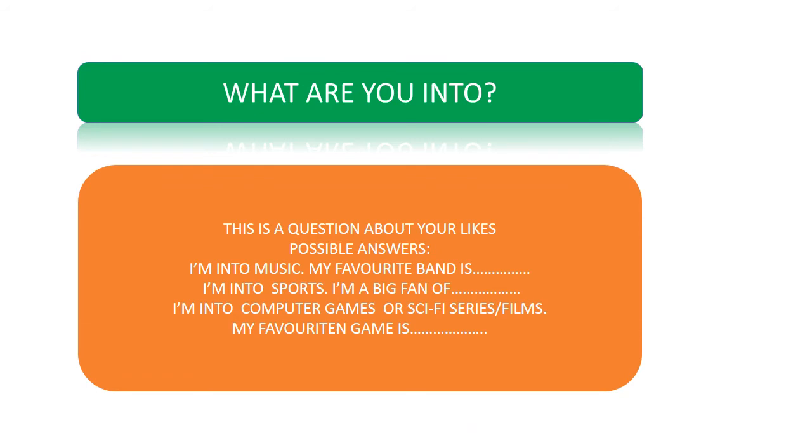Now here's an example of how to use the verb to be in a question. The question is, what are you into? This is a question we ask when we want to know what you like, what your hobbies are. Your possible answers are, well, I'm into music, my favorite band is, and you give the name of a band. I'm into sports, I'm a big fan, and you provide the name of a football club or soccer team. I'm into computer games or sci-fi series or films. So these are possible answers, and you provide, of course, your likes or your hobbies.